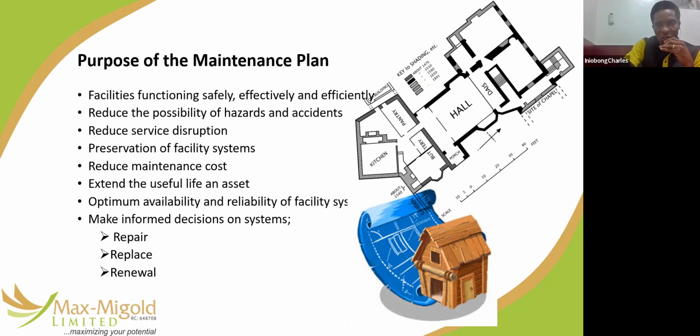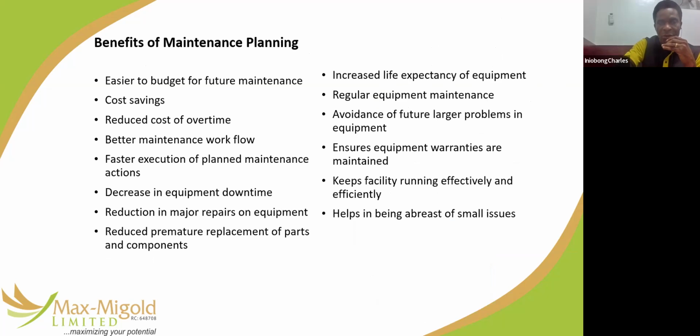Make informed decisions on system. Yes, this is what one of our students said when we started. It makes informed decisions whether to repair, whether to replace, and whether to renew a particular component or asset. So with a good maintenance plan, you'll be able to take this decision. Of course, benefit of maintenance planning, easier to budget for future maintenance. If you have a good maintenance plan, you'll be able to budget for future maintenance. It's easy.